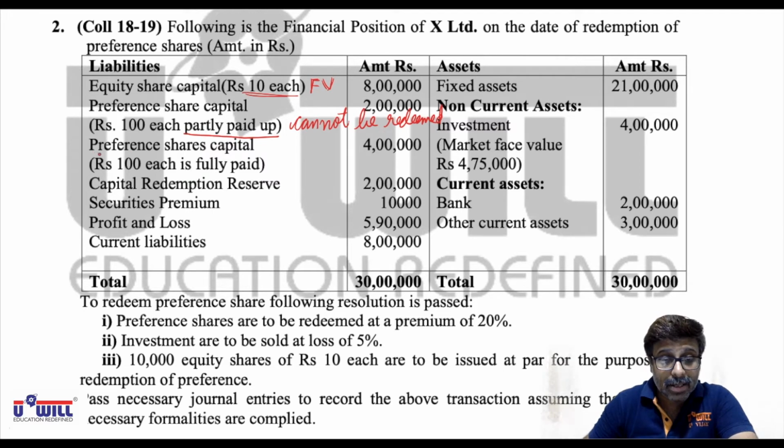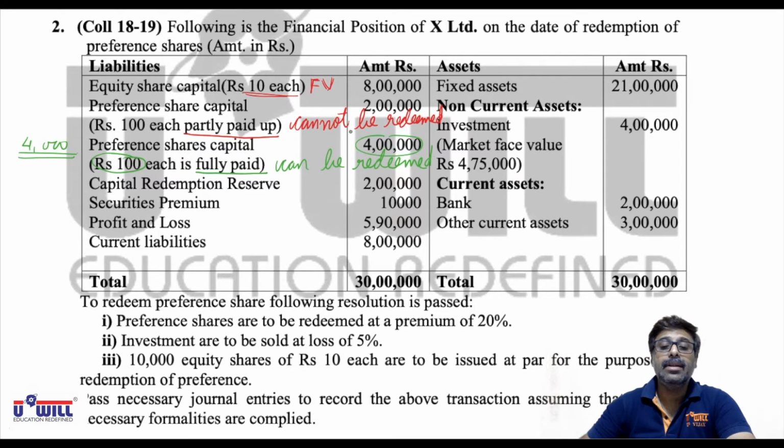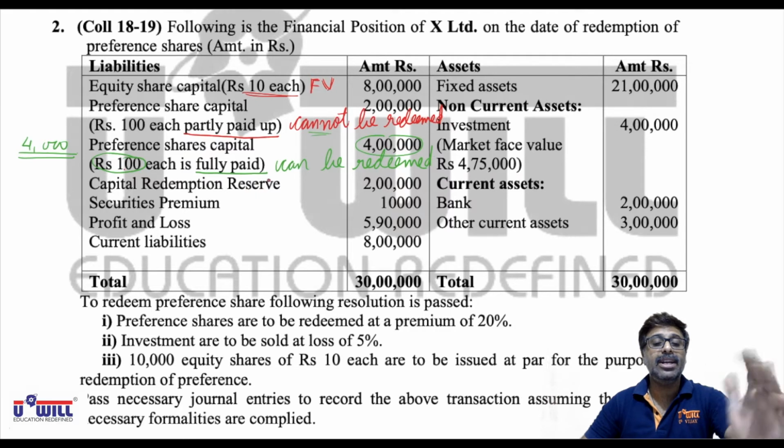Look at the next one. Preference share capital rupees 100 each. Now here it is given fully paid up. So fully paid up preference shares can be redeemed. Means in this question what we are going to redeem is this 4 lakhs divided by 100, 4,000 preference shares. These partly paid up preference shares cannot be redeemed. Only fully paid up preference shares can be redeemed. So 4,000 preference shares is what we are going to redeem in this question.